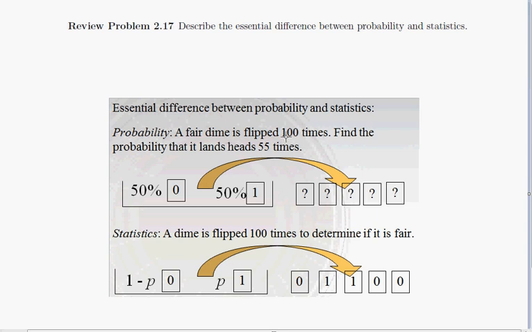You flip a dime 100 times, you know the dime is fair, and so you count 1 if it lands heads, you count 0 if it lands tails, and the question is predicting the future, what happens in a sample from this known population. In statistics, the question is reversed. There's a known sample, whether it's zeros or ones if it's a counting problem, or it might be more general numbers if it's not a counting problem. And the thing that's unknown is the population from which it comes.